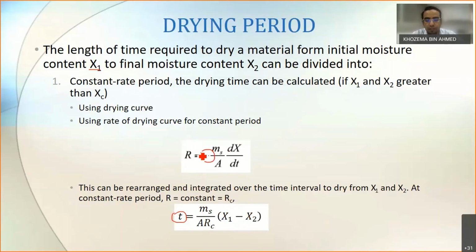This negative sign indicates that we want our rate to be positive, and because we want our rate to be positive, we also want our time to be positive, because we cannot have negative time. You cannot say I'm drying a material in negative 20 seconds. It doesn't make sense for us. So that's why by having this negative sign, we can manipulate our difference in moisture content to become x1 minus x2, meaning that our delta x here is always greater than 0. It's a positive value.